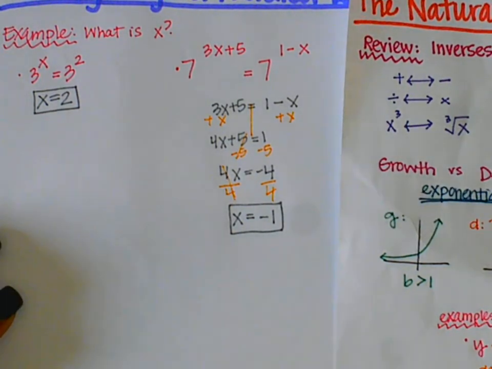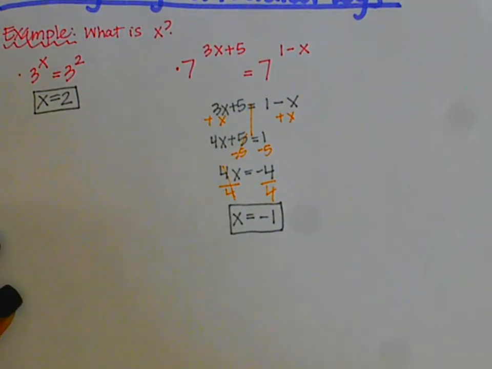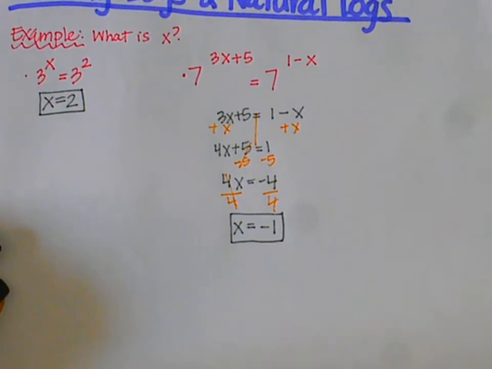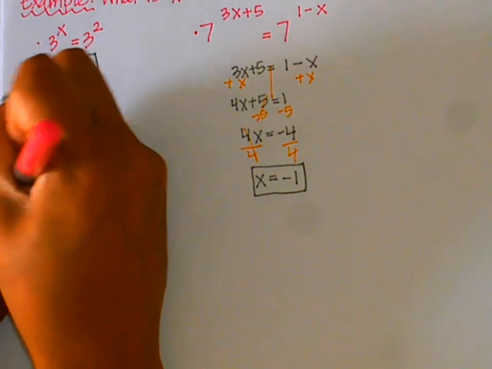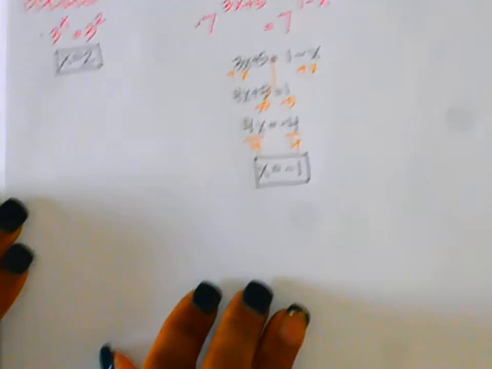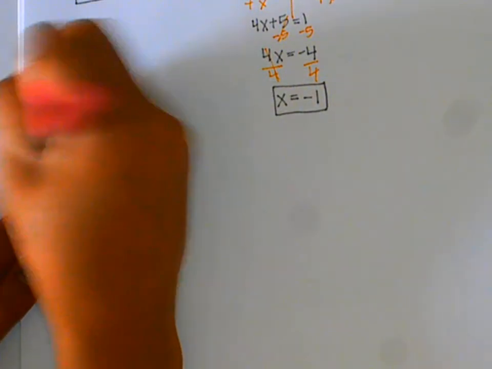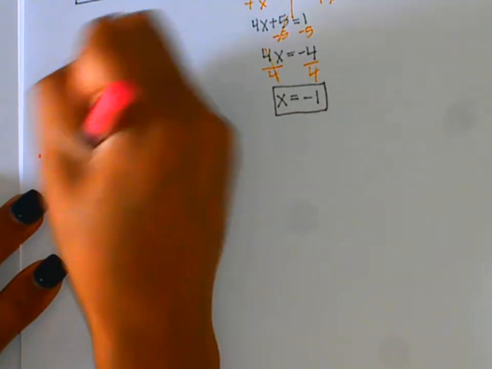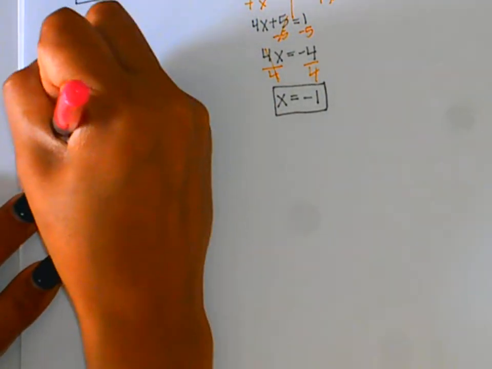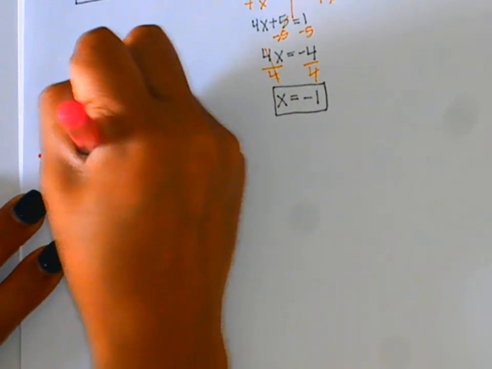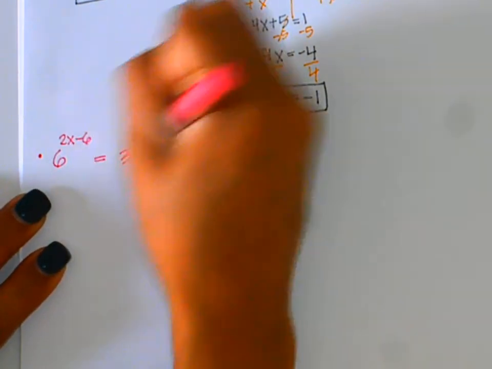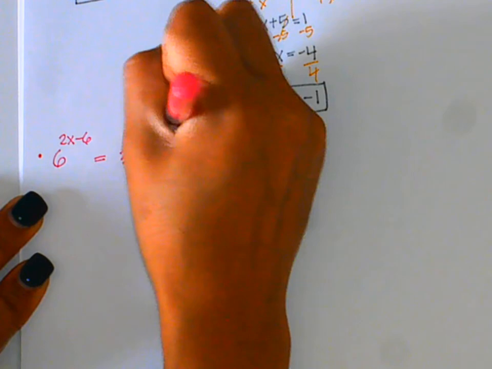So I'm going to start one off, and then you're going to finish it for me. So let's look at something. This is so messy, sorry. Let's say we have something like 6 to the power of 2x minus 6 is equal to 36 to the power of 3x minus 5.